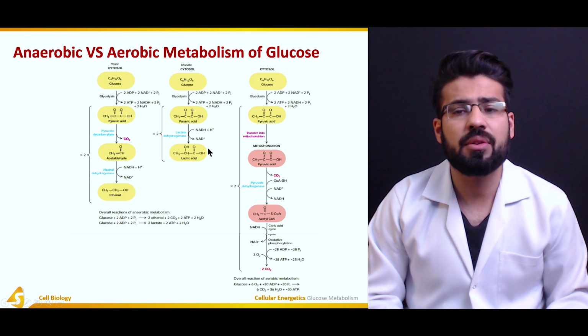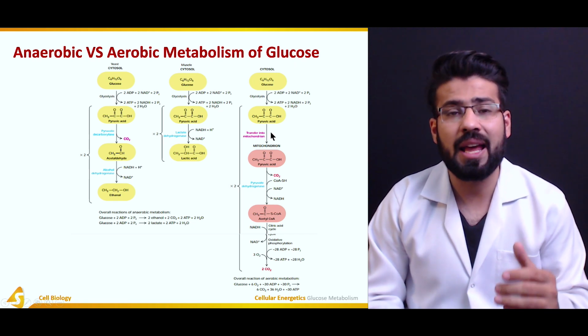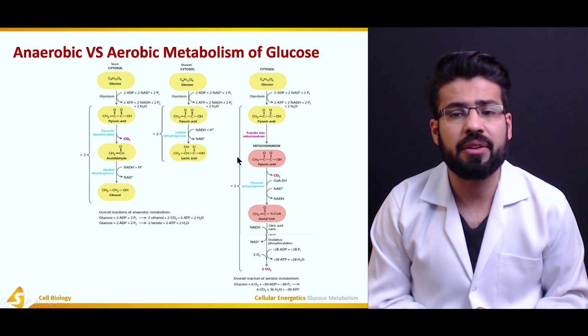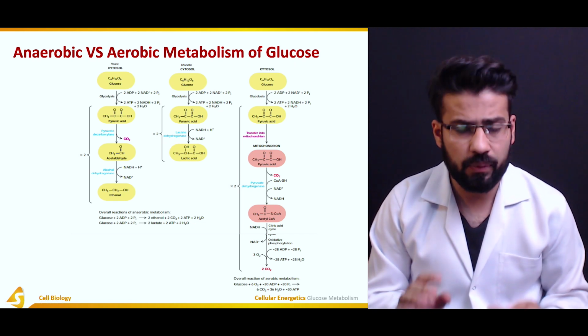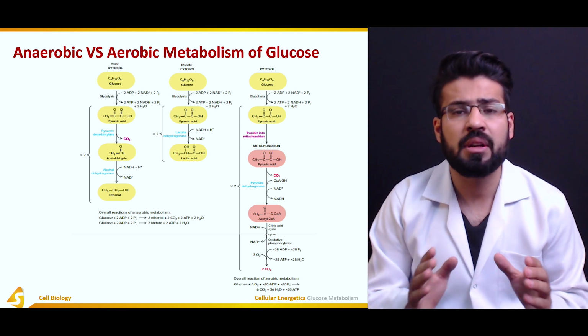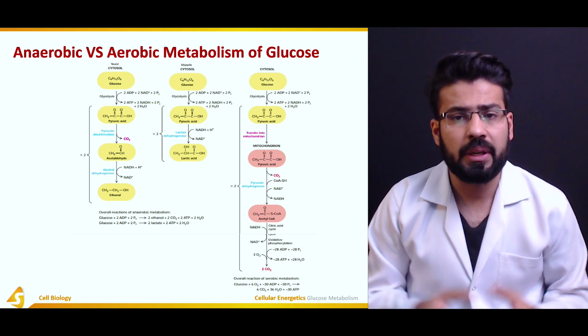Talking about the normal cell cytosol, the pyruvic acid is transferred to the mitochondria, where it is going to be converted into acetyl CoA, and we are going to see how this process occurs in the coming sections.